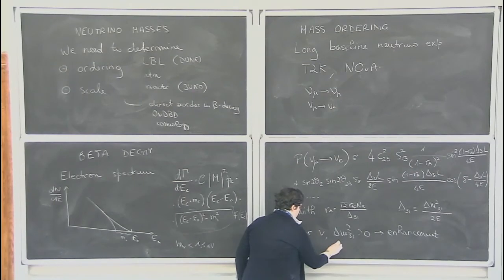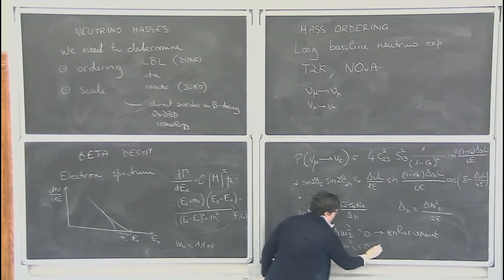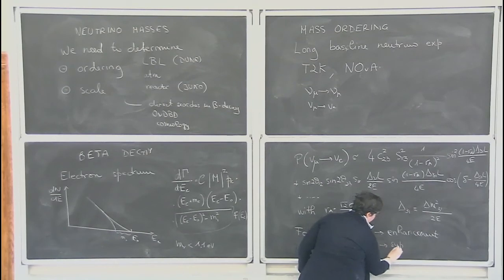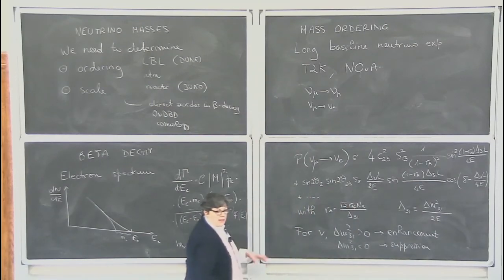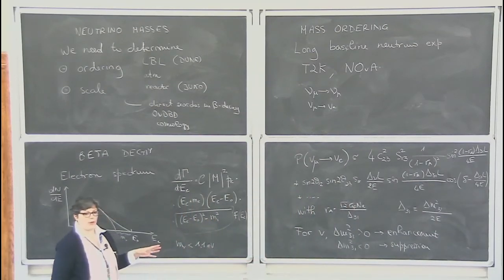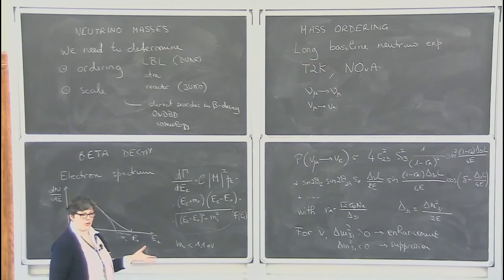And delta m squared 3 1 negative implies a suppression. And for antineutrinos it is the opposite. These experiments plan to run in both configurations, neutrinos and antineutrinos, and so you can try to check whether you have an enhancement or a suppression.